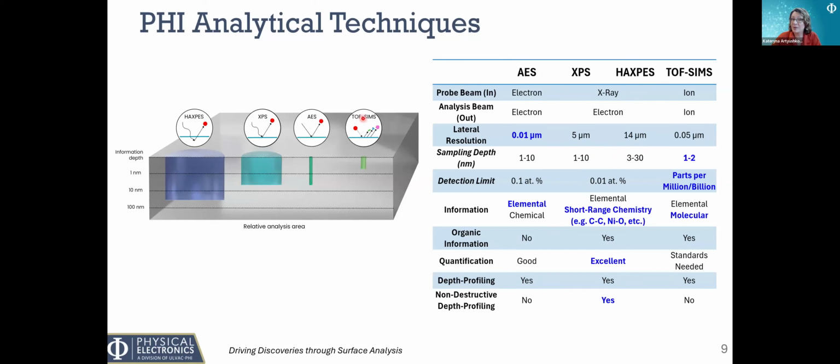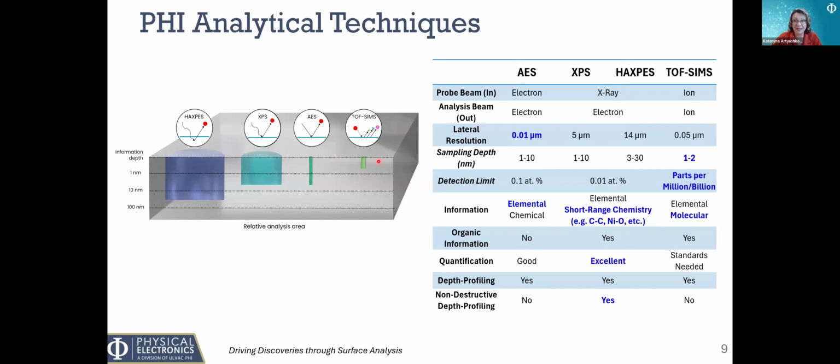And the third technique or instrument is TOF-SIMS. In this case, we are using ions as both probe and analysis. It has better spatial resolution than XPS, but a little bit worse than Auger. But it's the most surface sensitive. So we can see that ions are coming from the 1 to 2 nanometers.